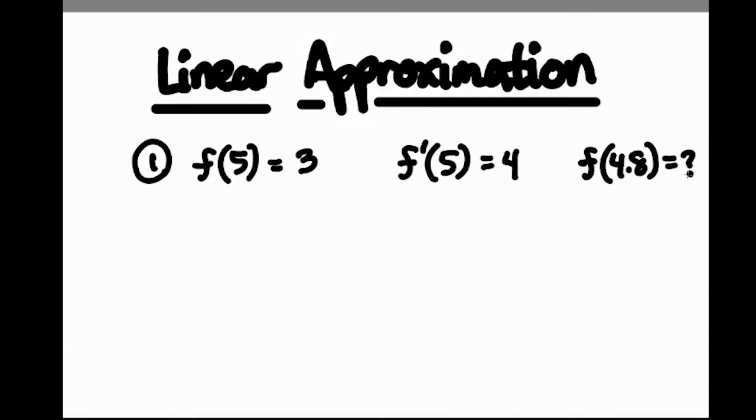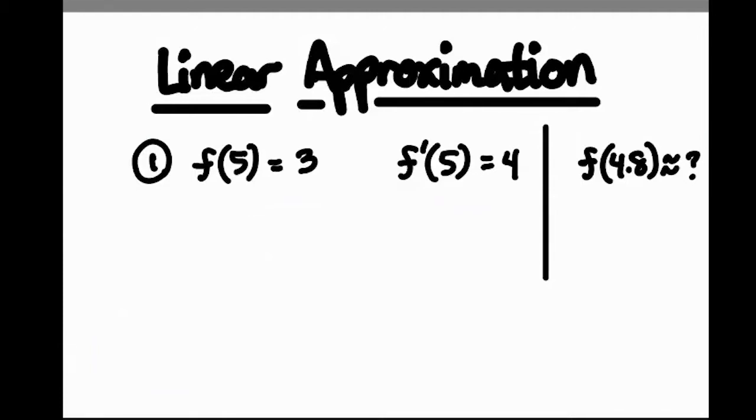Equal to, using the information. So I'm going to put a little line right here. Using the information over here, what can you approximate? I should have used the approximate symbol. So using the fact that we know that f of 5 is 3 and f prime of 5 is 4, we want to figure out what is f of 4.8 approximately, using the information that we already have.